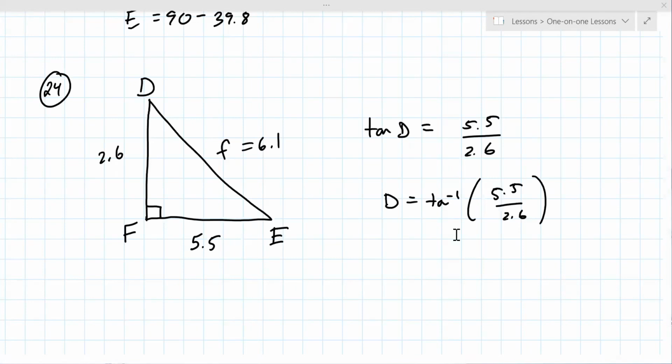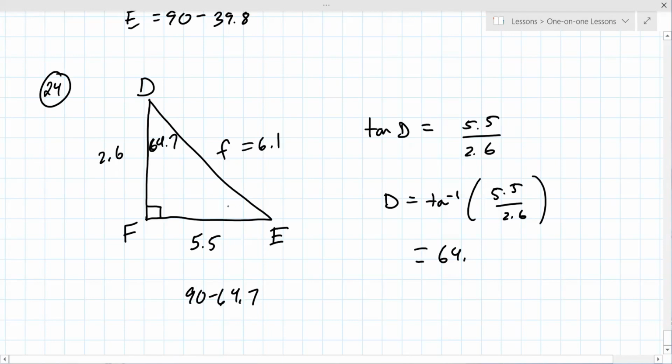So that's 64.7. Sorry, that's D. 64.7, and then you subtract 90 minus 64.7, and you get 25.3 degrees for the other one.